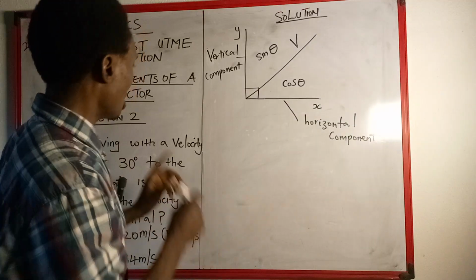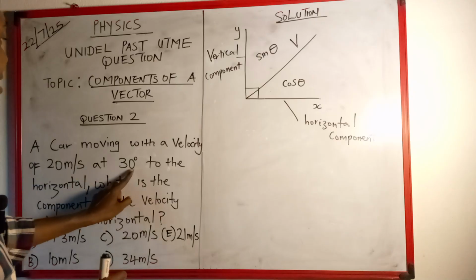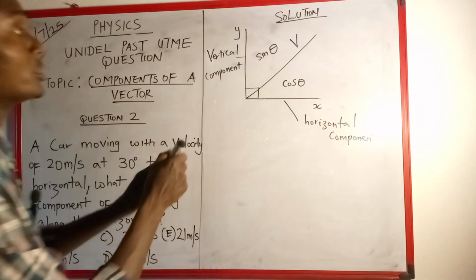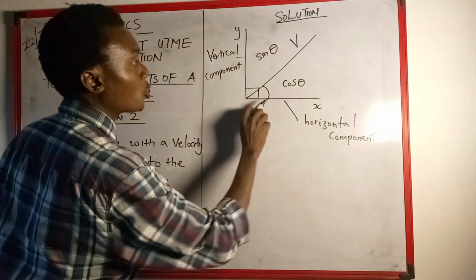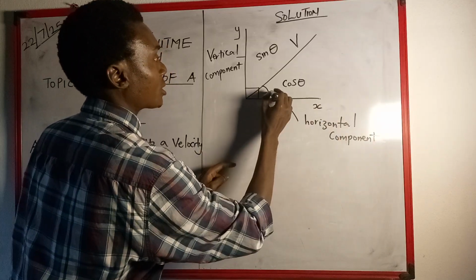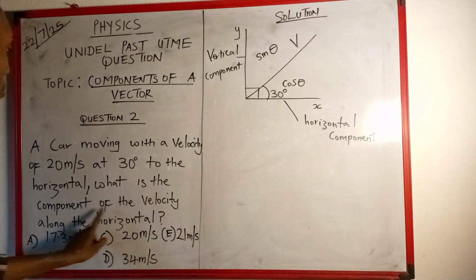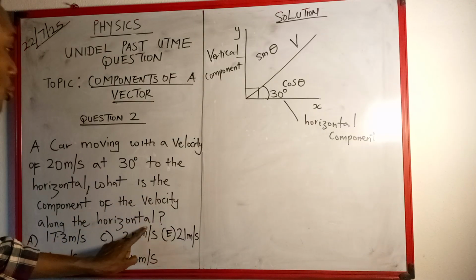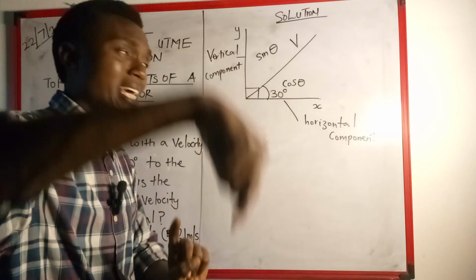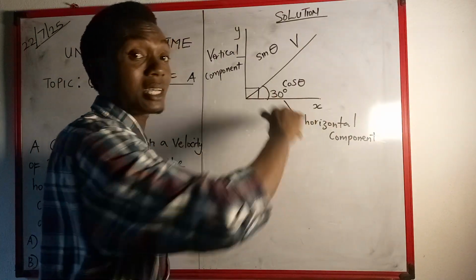Now if you go back to the question, it says a car moving with a velocity of 20 meters per second at 30 degrees to the horizontal. Take note of that 30 degrees. We put it here, to the horizontal. Now let's continue. What is the component of the velocity along the horizontal? To the horizontal, 30 degrees. And I'm asking you again, the component of this velocity along the horizontal.